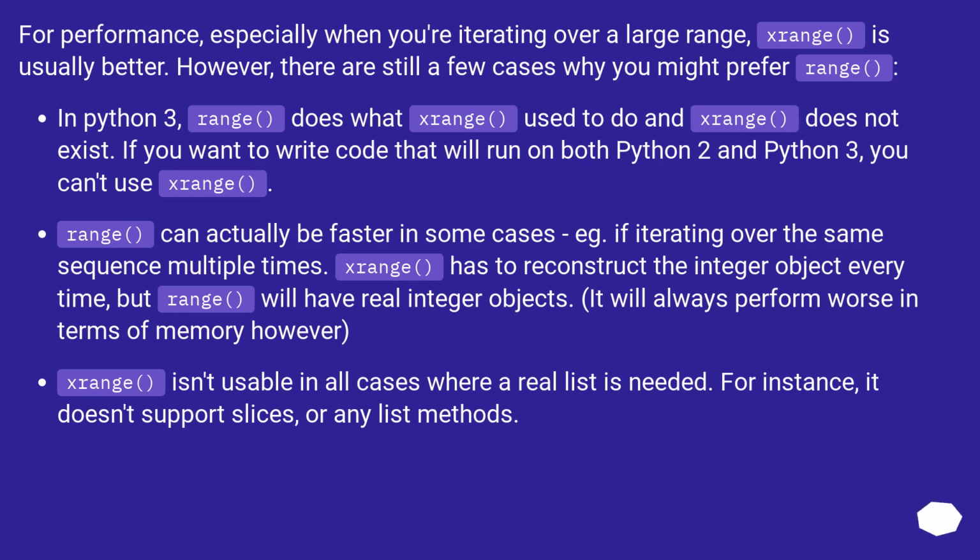xrange isn't usable in all cases where a real list is needed. For instance, it doesn't support slices, or any list methods.